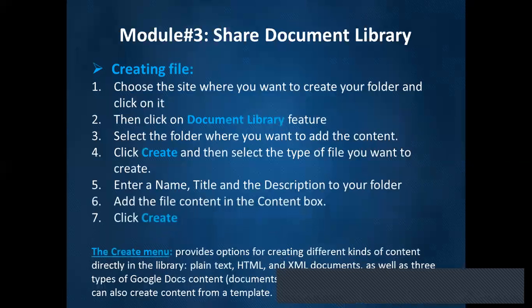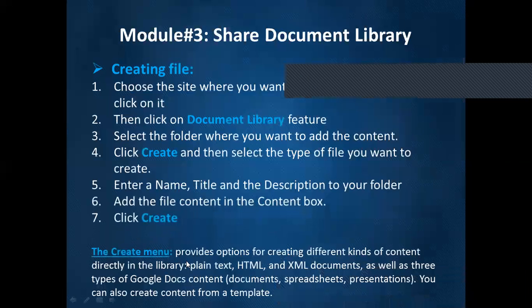The Create menu. What is the Create menu? The Create menu provides the option for creating different kinds of content directly in the library. You can find a plain text file, HTML file, and XML document, as well as three types of Google Docs content: documents, spreadsheets, and presentations. You can also create content from a template.